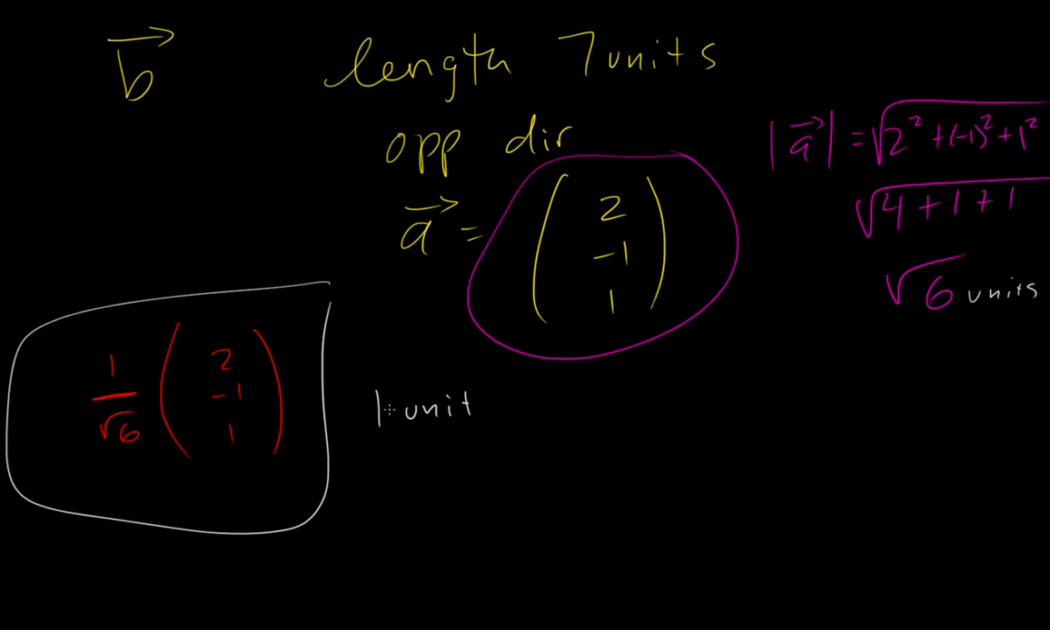Now that this is 1 unit, if we want to make it 7 units, all we need to do is multiply it by 7. So we'll put a 7 on top there. So now this is 7 units long. The issue is it's not in the opposite direction. The way we turn it around, we just put a negative sign out there. So now it's 7 units still, but now it's going in the opposite direction, and now we can call this B.